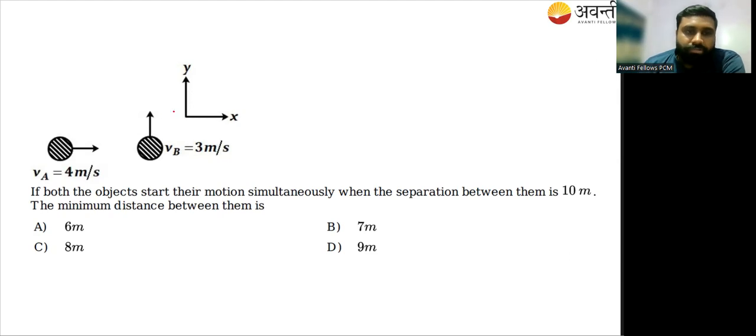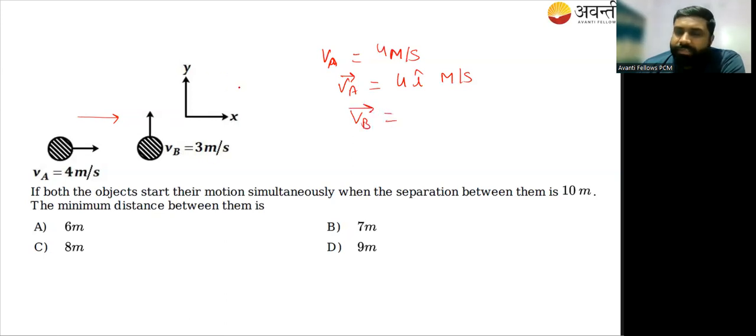Now, if I talk about this question, here VA is given to you as 4 meter per second. This is the speed. If I convert it into vector form, VA vector is nothing but, this is the x-axis and it is moving in the positive x direction, so it will be 4 I cap meter per second. Same we can write for VB vector moving in the positive upward direction, so 3 J cap meter per second.